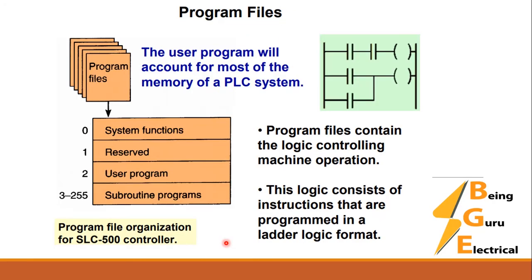Now program files. In the program files, we have system functions, which are reserved and built in to the PLC, and the user program and subroutine program. These two we can program; we can make a ladder logic for them. You can see this is the ladder logic program, so it can be put inside the user program and subroutine program. The major part of the PLC memory consists of the user program and subroutine program.